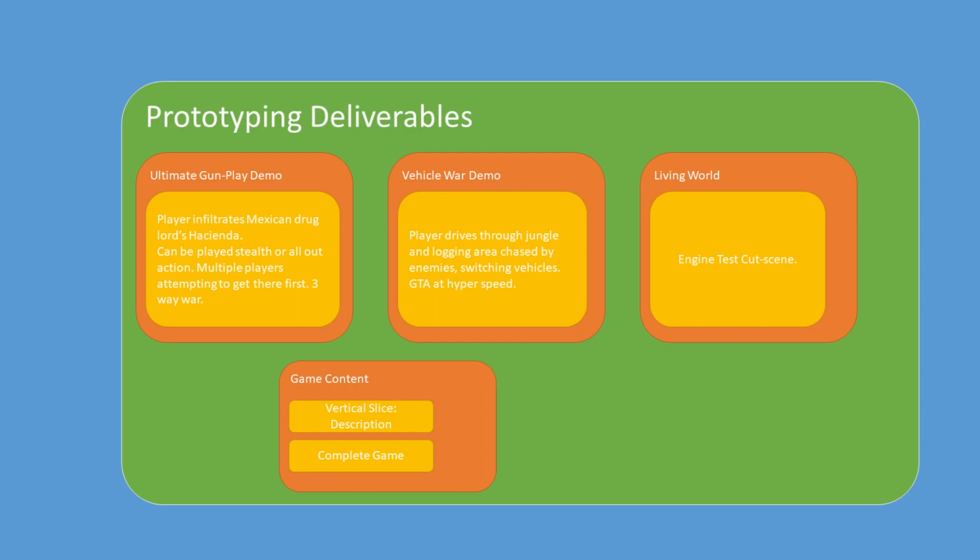And then the vehicle war demo. The player drives through the jungle and a logging area before getting to the hacienda, and you can switch vehicles and do little bits on foot, chase on foot, but it showcases all of the key principles we talked about for our vehicle war. And then an engine test cutscene showing how the game is going to be cinematic, how our models have a certain level of detail and we can lip sync the cool script that we're going to be creating.